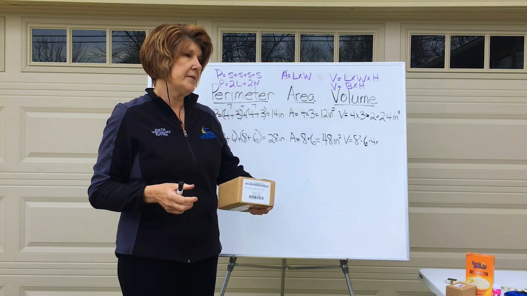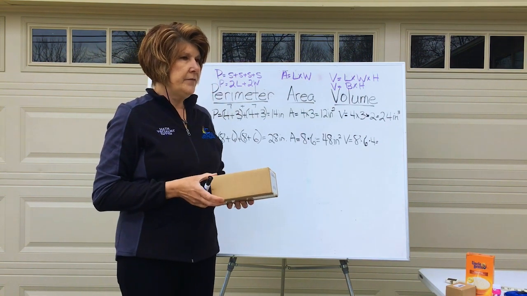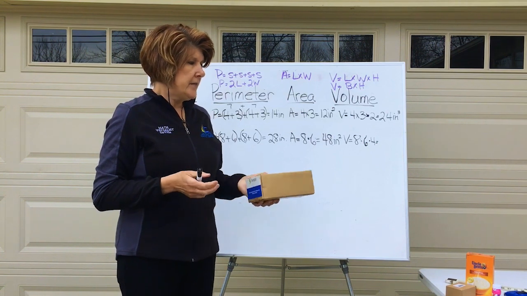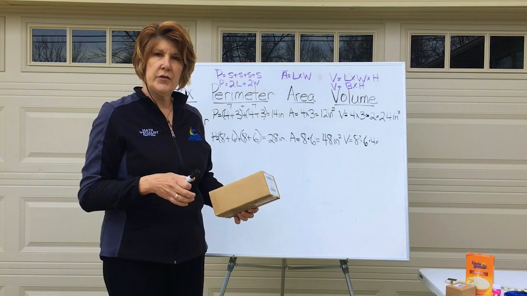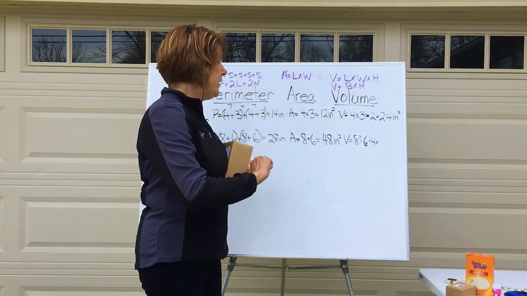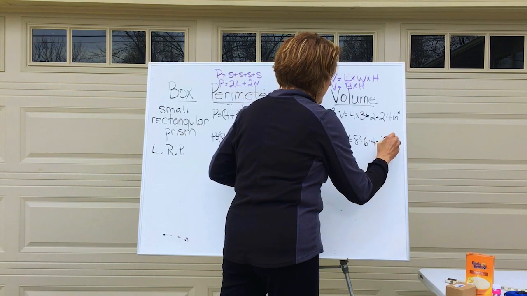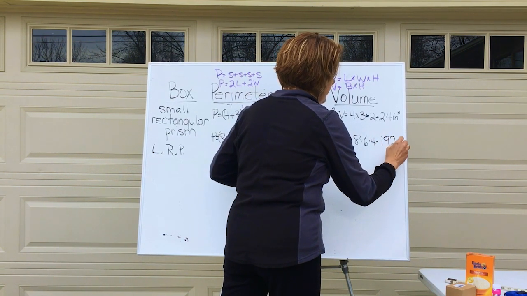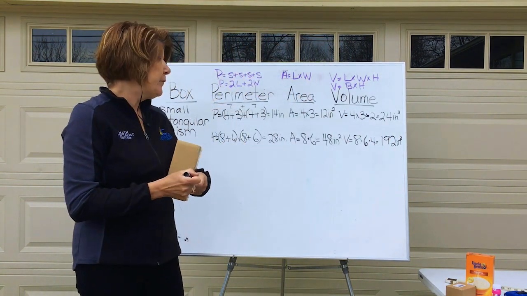48 times 4, well, that's a bit of a challenging one, but we could do 50 times 4. 50 times 4 is 200. Take away 2 groups of 4, that's 8. That brings us down to 192. 192. And I know we did that kind of quickly. You can write that down later to make sure that I'm right.